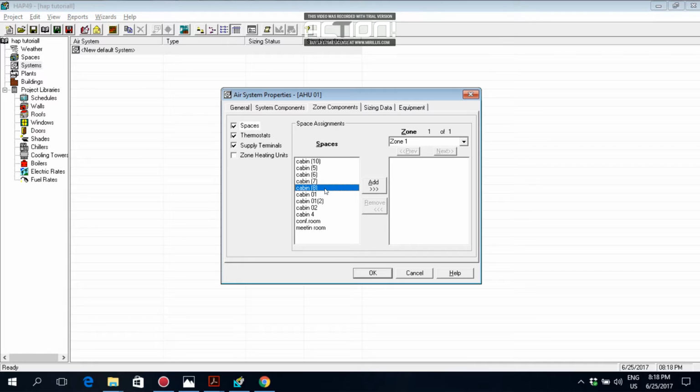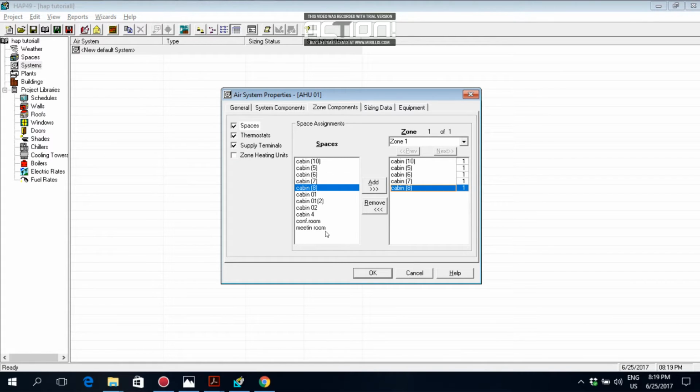So as we agreed, the first half we will dedicate to AHU1. So I will consider the first half, for example, cabin 10 add, cabin 5 add till cabin 8. So these 5 spaces I added to this air system. That means this air handling unit is going to provide cooling and air supply to these 5 spaces. I am telling the software that you need to calculate the load of the coil of this air handling unit only for these 5 spaces.